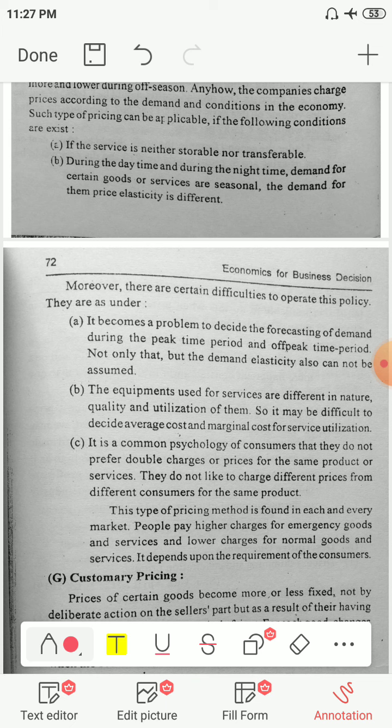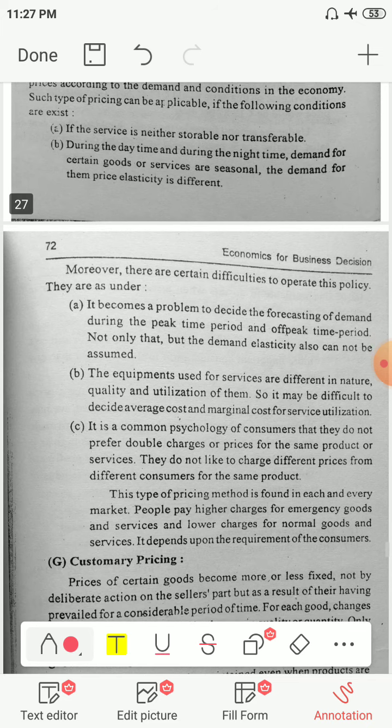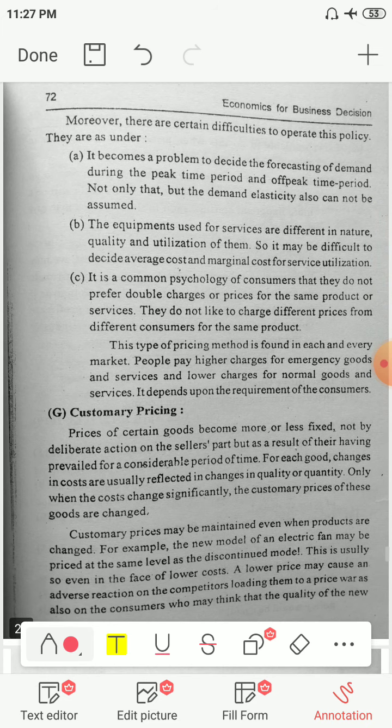They are as under. What are the disadvantages or the difficulties with peak load pricing? First, it becomes a problem to forecast demand during the peak time period and the off-peak time period. Not only that, but demand elasticity cannot be assumed. As we have said, demand differs in the peak period and in the off-peak period, but how much difference will there be? We cannot predict it precisely.